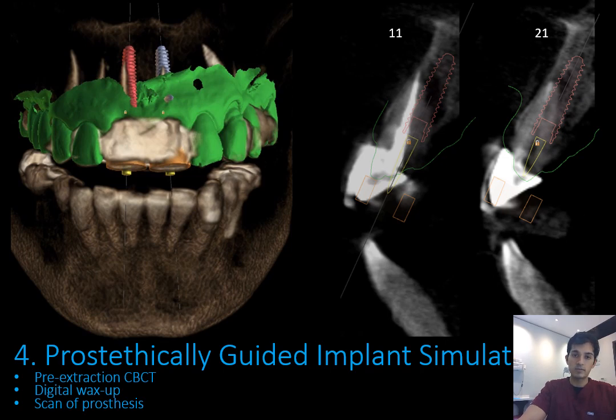In this case, that was not necessary because we had the pre-extraction CBCT of the patient with his previous crowns, which he was quite happy with the look of, so we stuck with that. But if we didn't have that, we would have either done a digital wax-up or scanned him with a prosthesis, something like a denture in place, to give us an indication as to where to plan our implants.